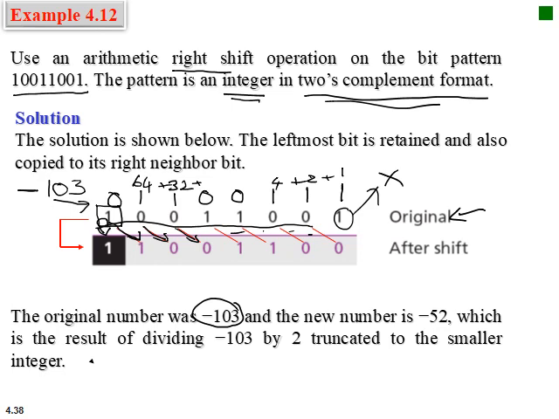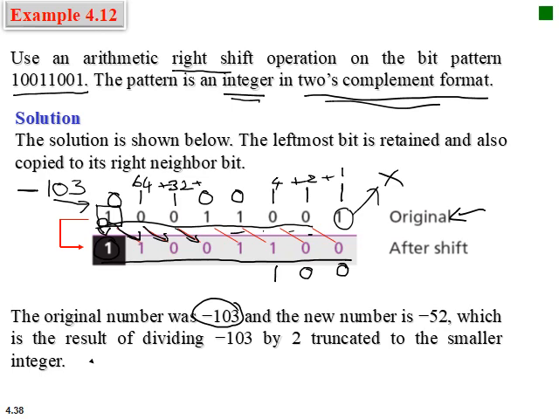Now, by doing this arithmetic right shift, we get this value over here, which is 11001100. And let's see if we now convert that into a decimal integer. So again, the first value is a 1, so we know it's negative. Therefore, the procedure is start from the right hand side and copy until we get a 1. It's a 0, so we copy it. It's a 0, so we copy it. It's a 1, so we still copy it, but we stop there.